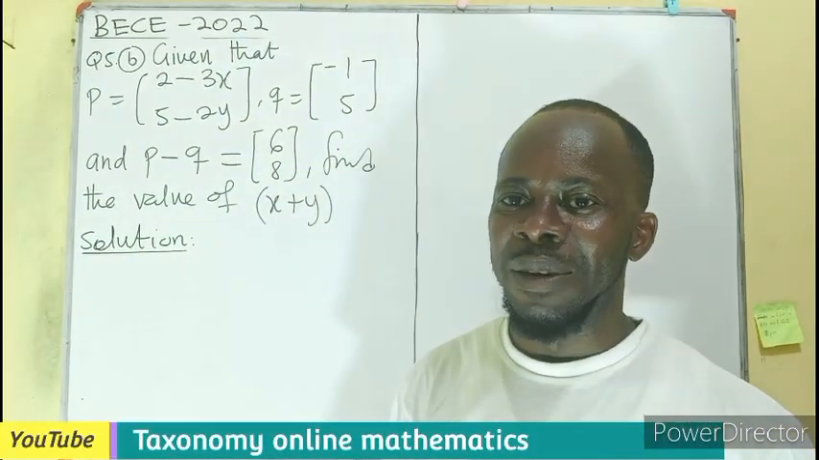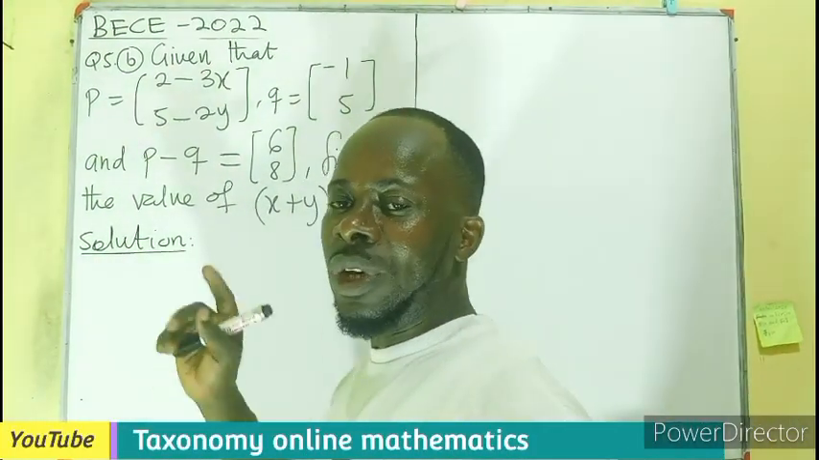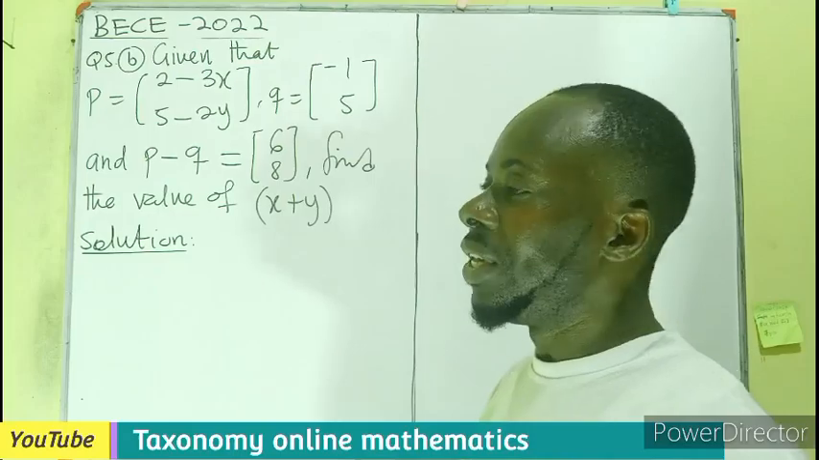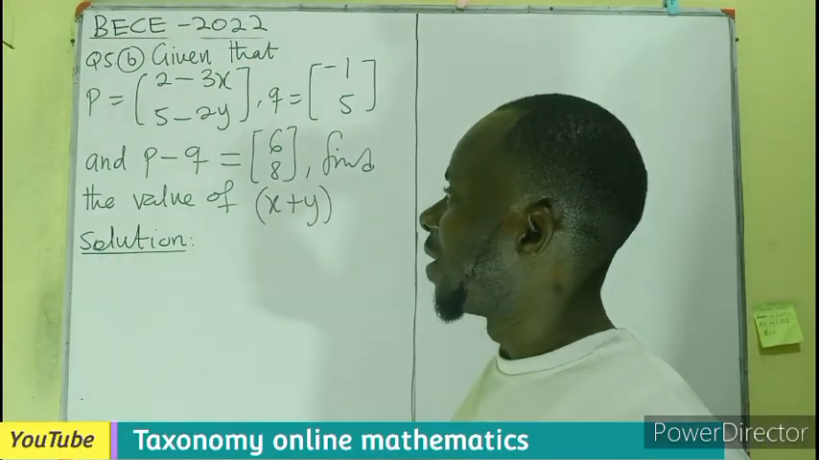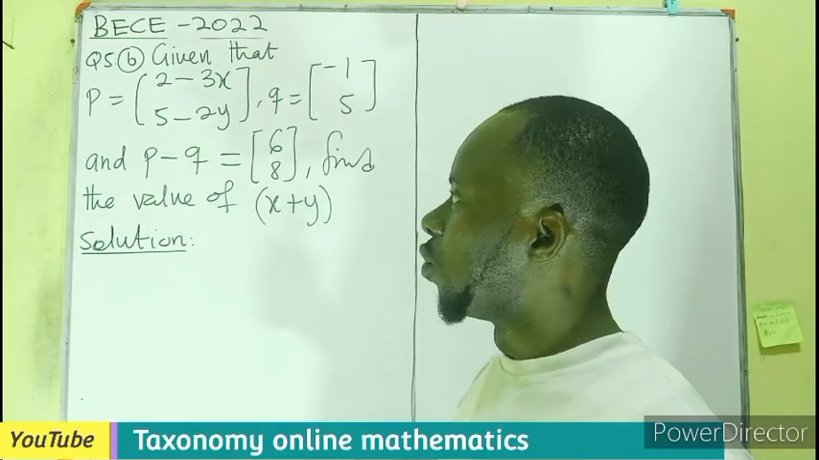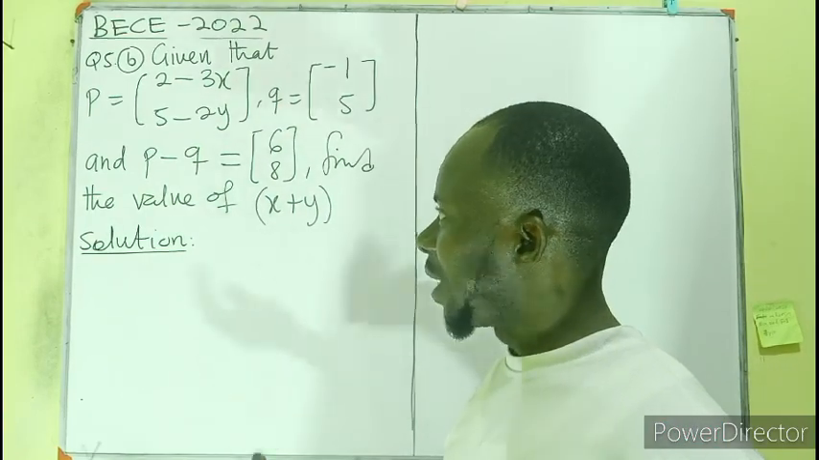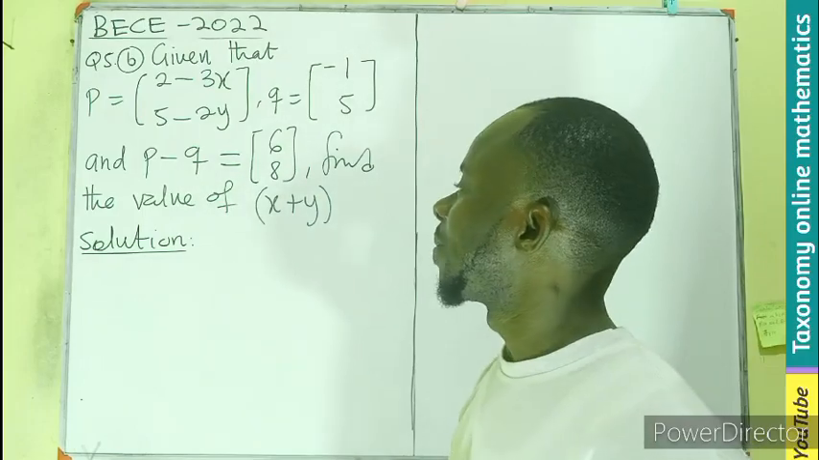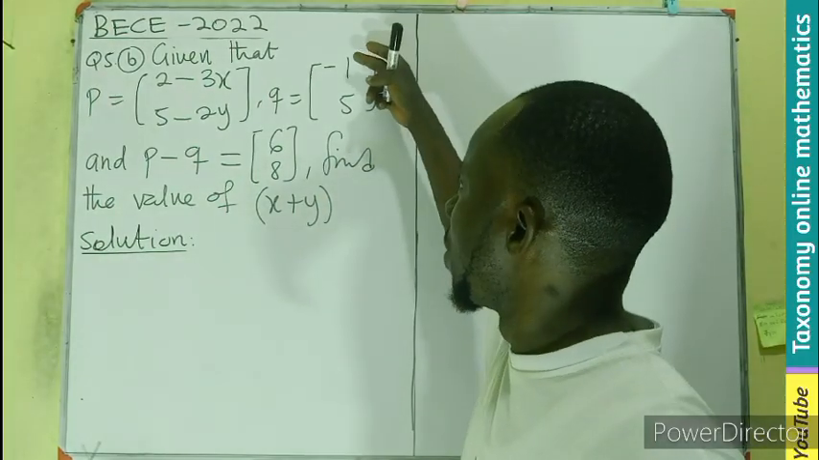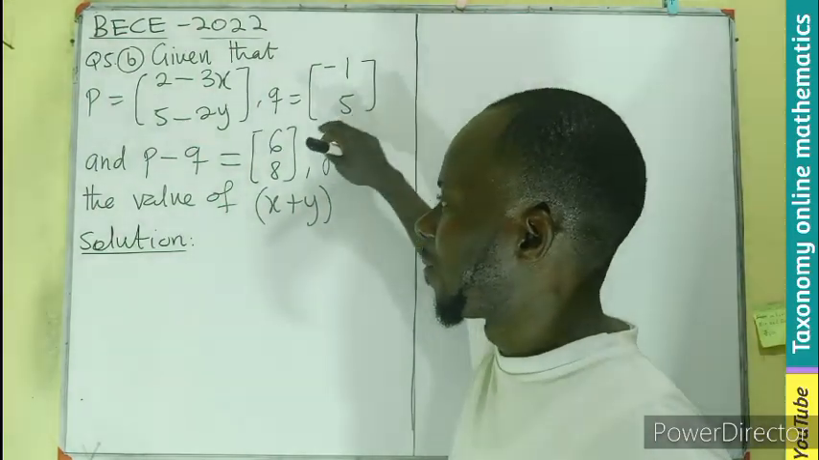Hello? Question number 5B, 2022 BECE. This one is on vectors. Given that P is a vector of 2 minus 3x and 5 minus 2y as the x and y coordinates respectively, then Q is also minus 1 and 5.